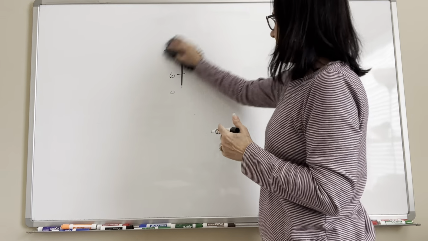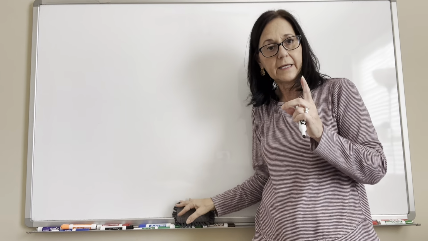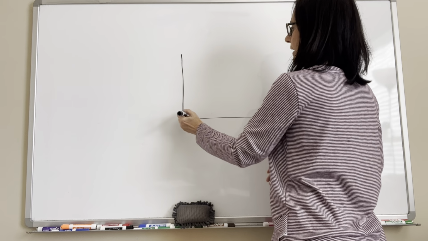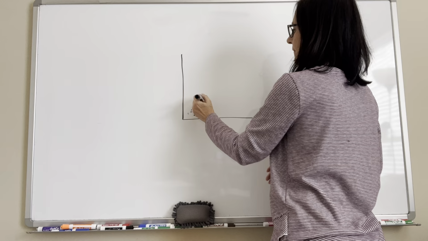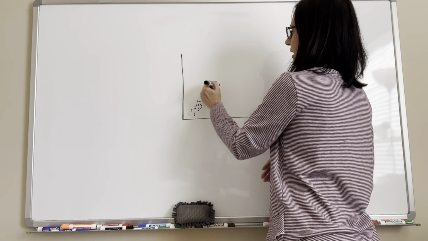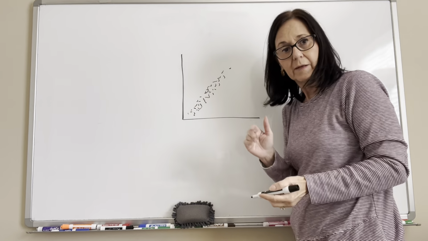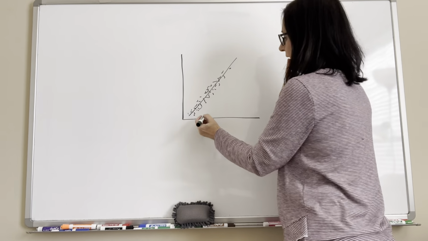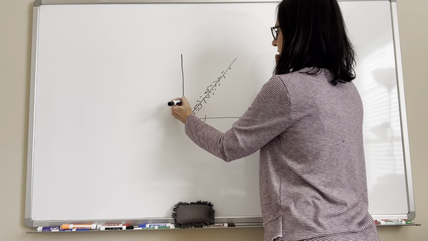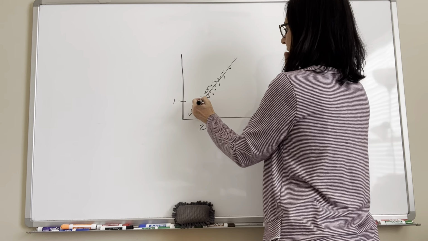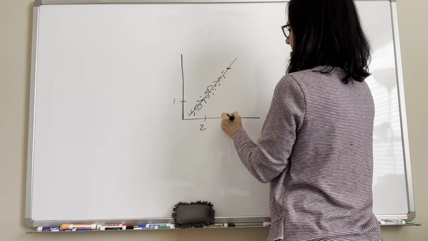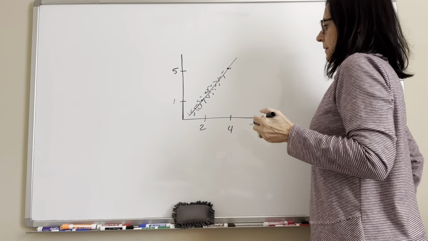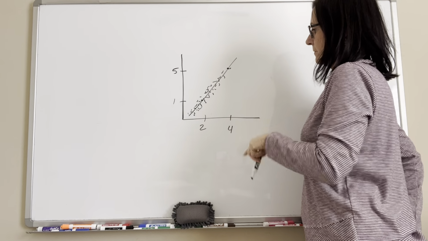I've seen this type of problem on one and only one ACT. So I want to just look at this and help you with the ACT. It's logical. If that were my plot points, I realized that I could draw a line through it. And let's just say that's 2, 1. So maybe here, and then up here would be 4, 5. All right, so maybe just 2.